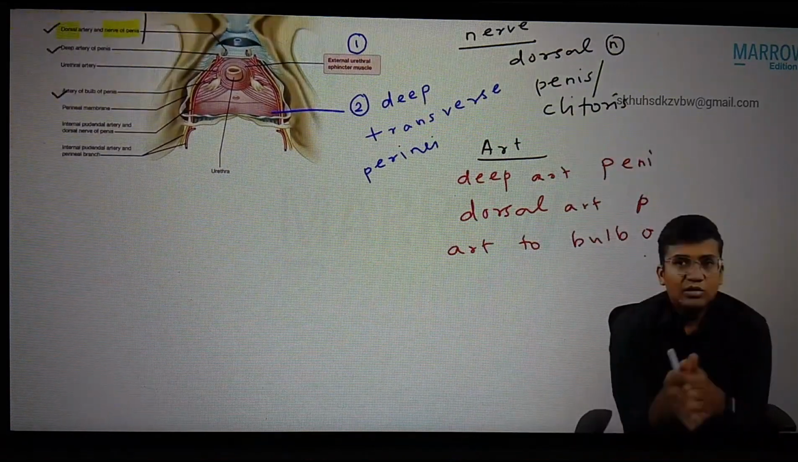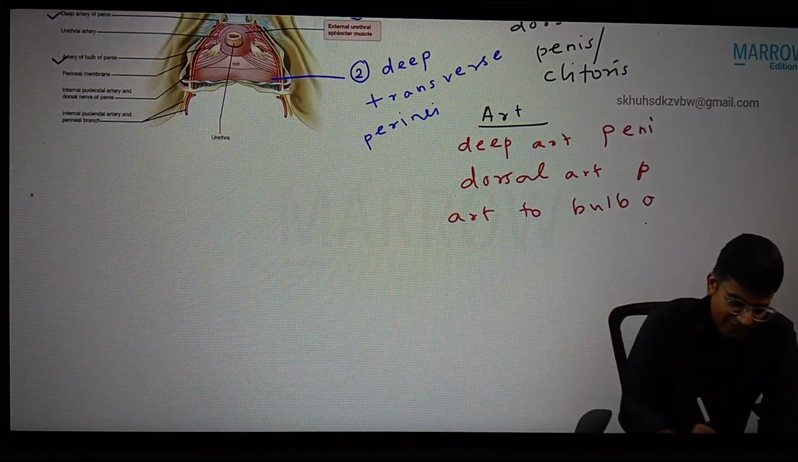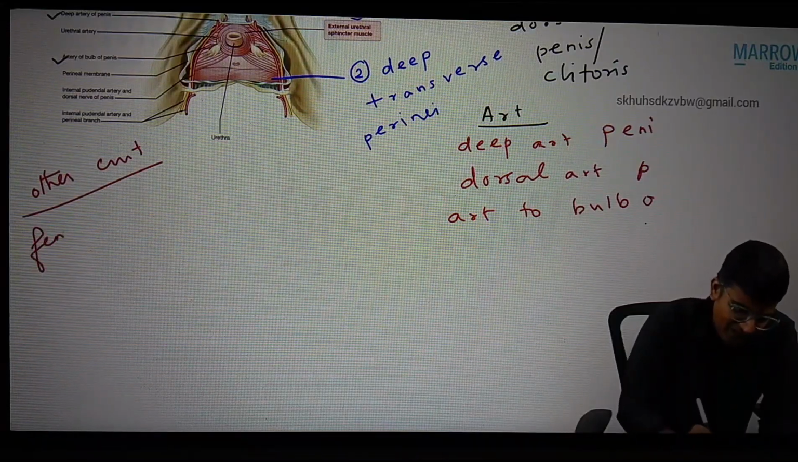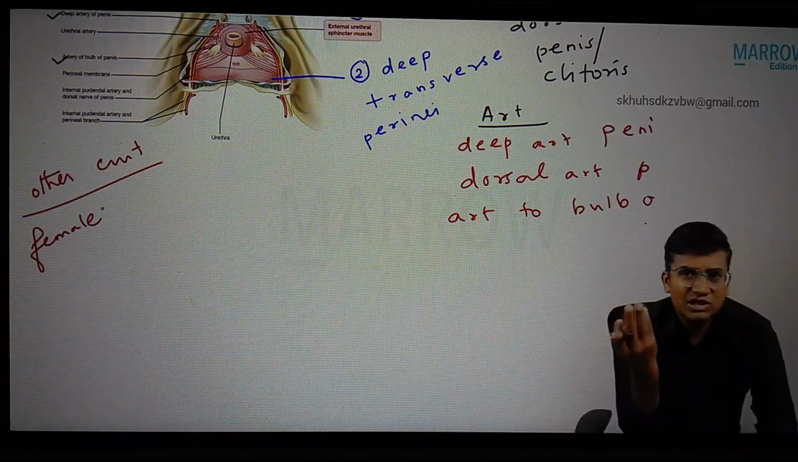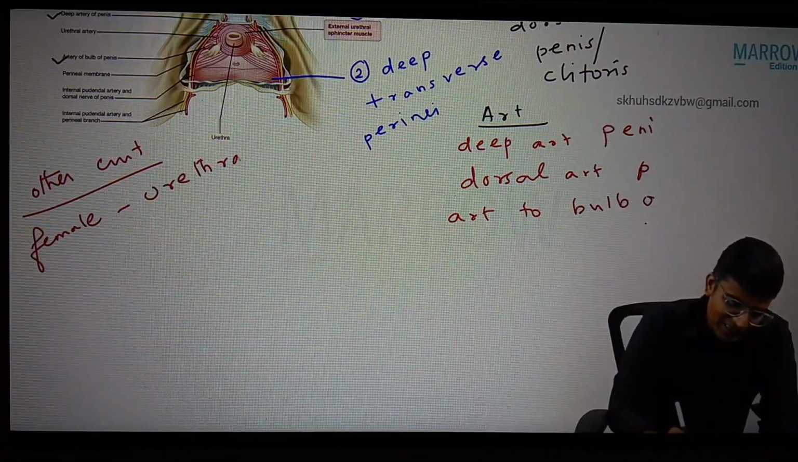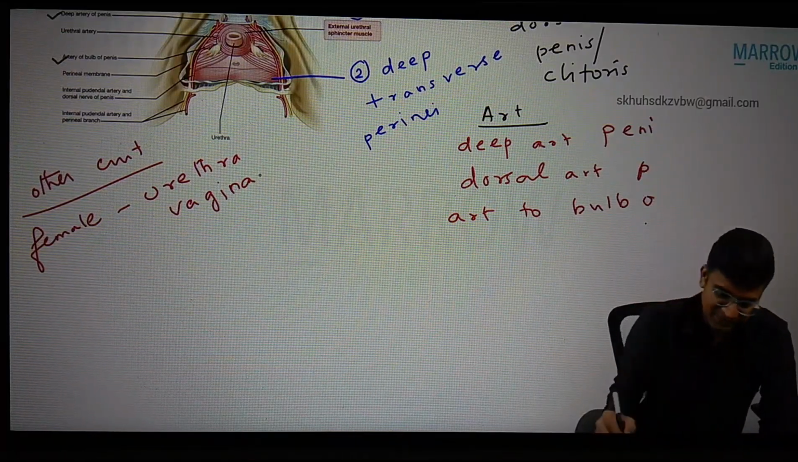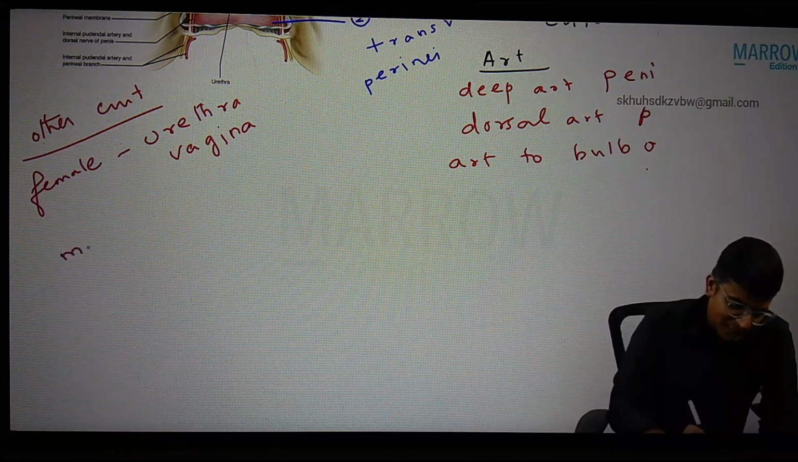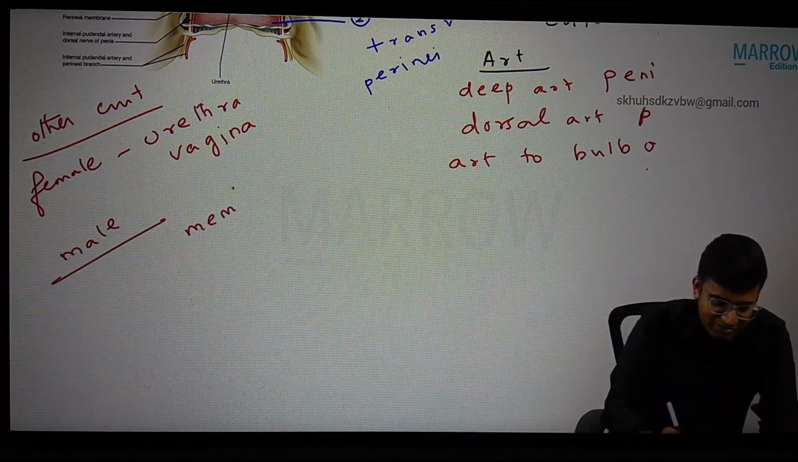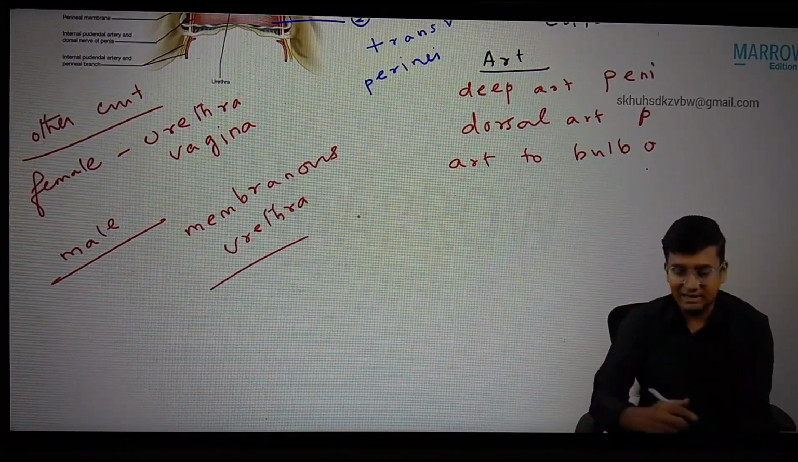Now, what are the other contents? These are not the same in male and female. In female, we have two openings: the urethral opening and the vaginal opening. I told you already, the female urethra has no subdivisions. But in male, the membranous urethra is present. And we also see one gland in male.